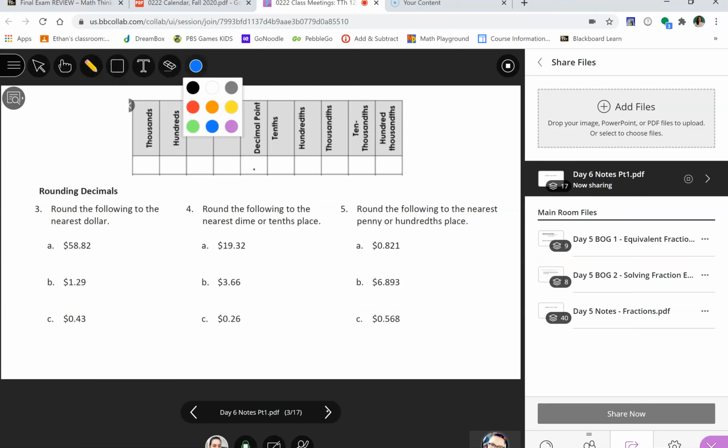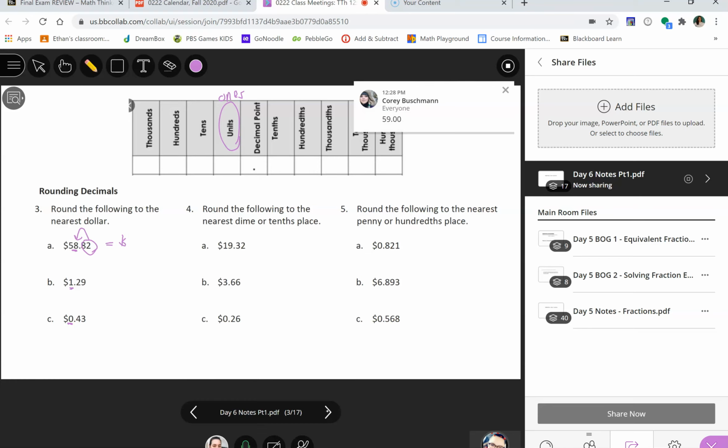Nearest dollar. So if they say nearest dollar, that's your ones place. They call it a units place. So I'm going to underline where my nearest dollar would be. If you have $58.82, that 82 cents tips you up to $59. If you have $1.29, 29 cents is less than half a dollar. So that's just going to come out to be $1. And usually students get these right on my math lab, no problem.